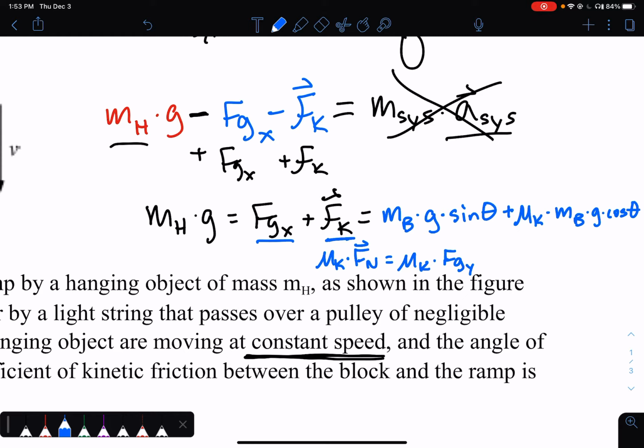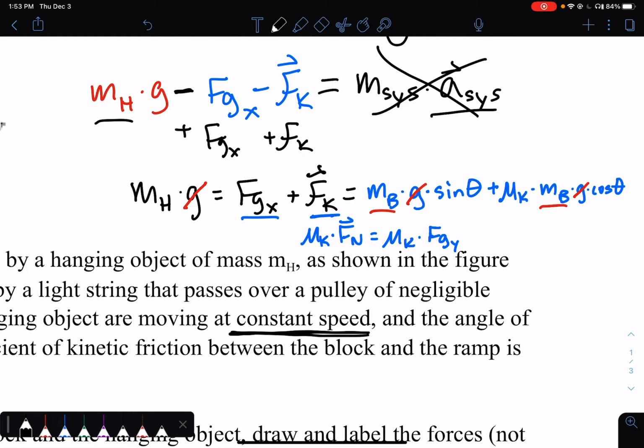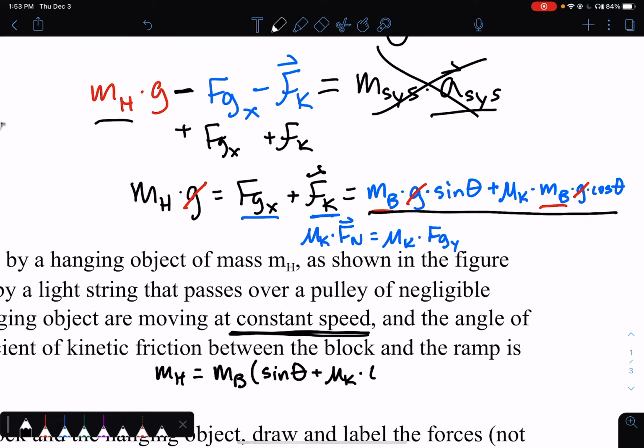And on both sides, I've got g. You can simplify it a little more by factoring out that m_B, and you end up with the hanging mass being equal to this right here: m_B times, I'll factor it out so it looks a little neater, sine of theta plus mu_k times cosine theta.